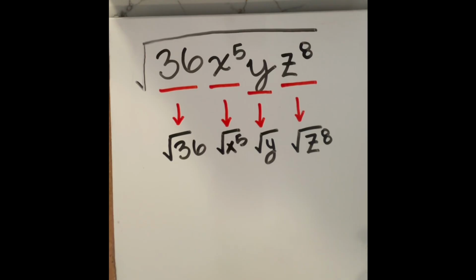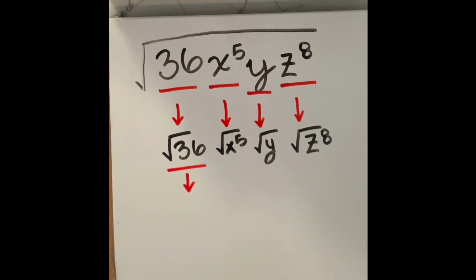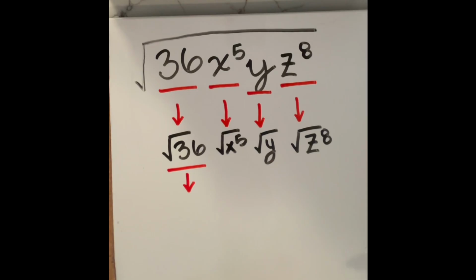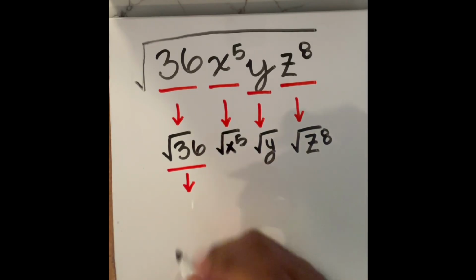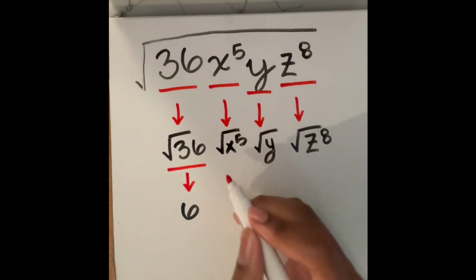So if I go ahead and underline that once again with my red marker, if we simplify or solve for the square root of 36, we need to decide what number times itself gives us 36. And we know that that is 6. 6 times 6 is 36, so the square root of 36 is 6. Great, we have that.